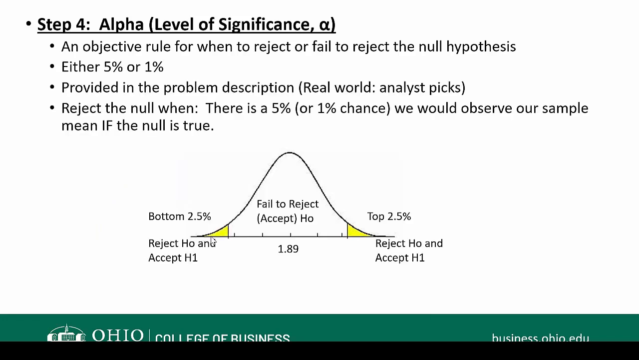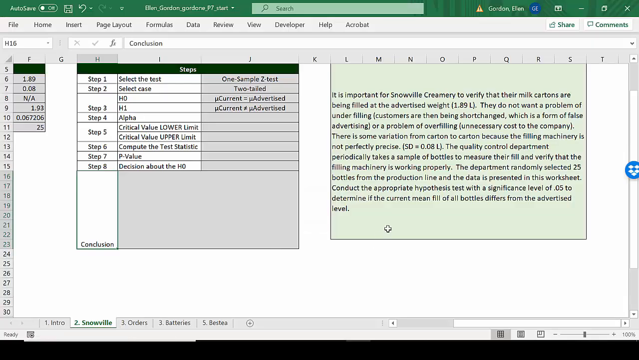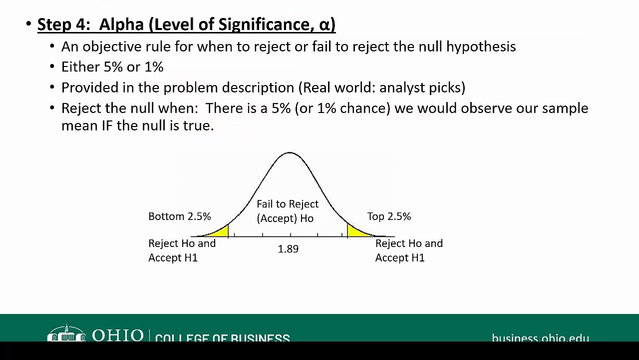We typically set alpha at 5% or 1%. In the real world, the analyst picks alpha, and typically people go with 5%. However, in this class, alpha will be provided to you, and it will be provided in the research description. If you return to your prep file, you can see the last sentence is conduct the appropriate hypothesis test with a significance level of 0.05. Again, another term for alpha is significance level, so our alpha is 0.05 or 5%. So we can indicate that it's 5%. So our alpha is 5%.